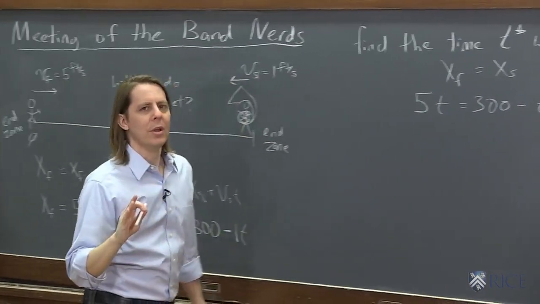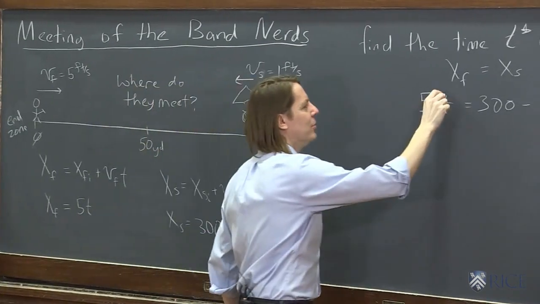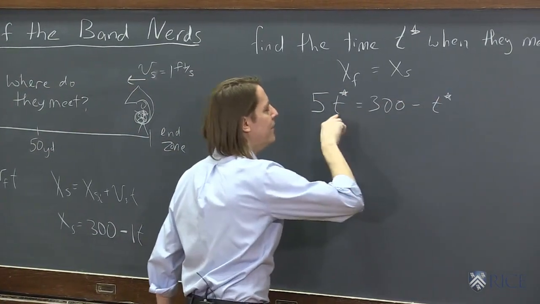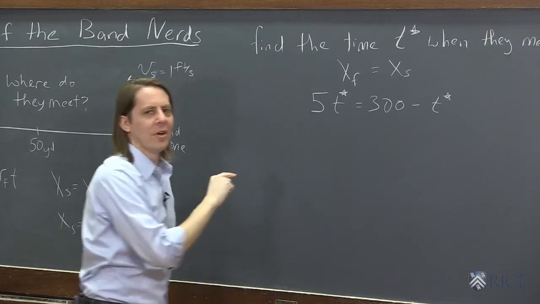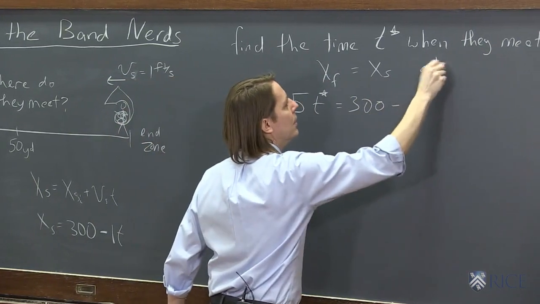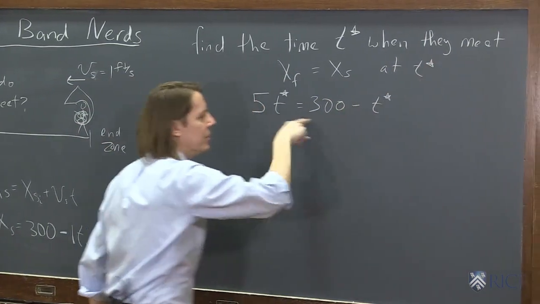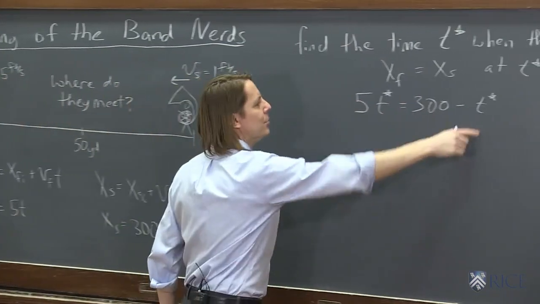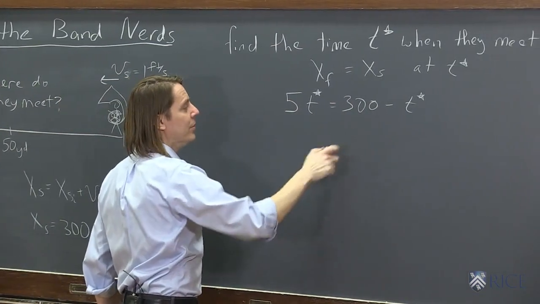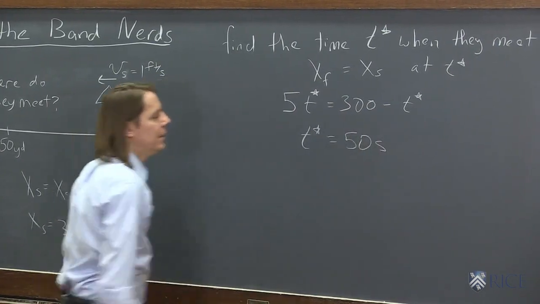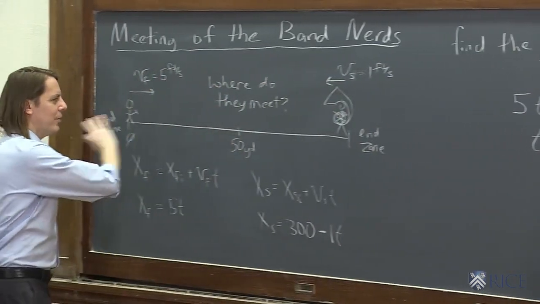And now, something very important. When I write something like this, I like to put a star, okay? Because this is no longer a variable t. This is now a specific time. It's the time when this happens. So this equals this at t star, and here's how you solve for t star. All right? So this would come over here and make 6t star, and you get that t star is 50 seconds. It takes 50 seconds for them to cross the field and meet.